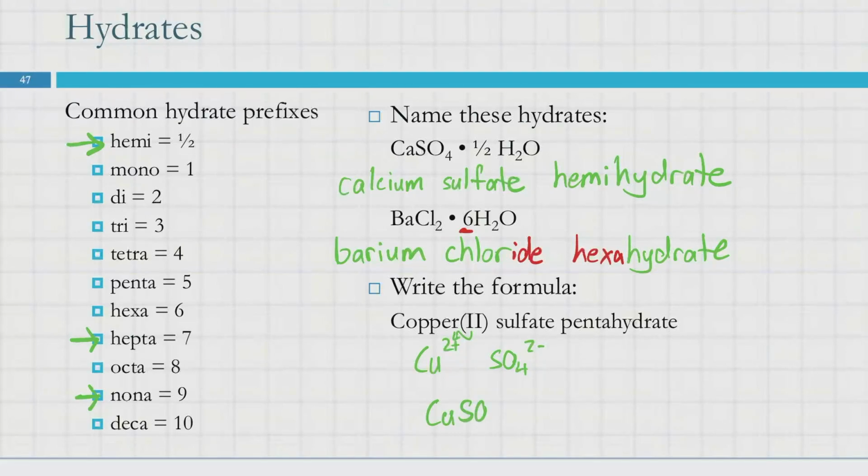So CuSO4. And then what do we need to put before the hydrate part? We need to put the dot. So put a dot, that means that these are associated with each other. And penta stands for what number? Penta stands for 5. So we've got 5, and hydrate just means H2O.